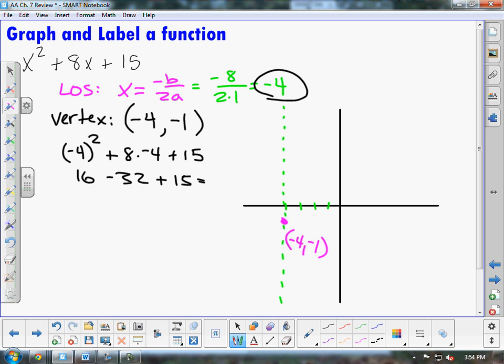And if you were on your calculator, you can just enter, like I said, enter that. And if you want to know where the vertex is, because this is a parabola that opens up, because there's a positive number out in front, it's going to be like that. You can find the minimum.